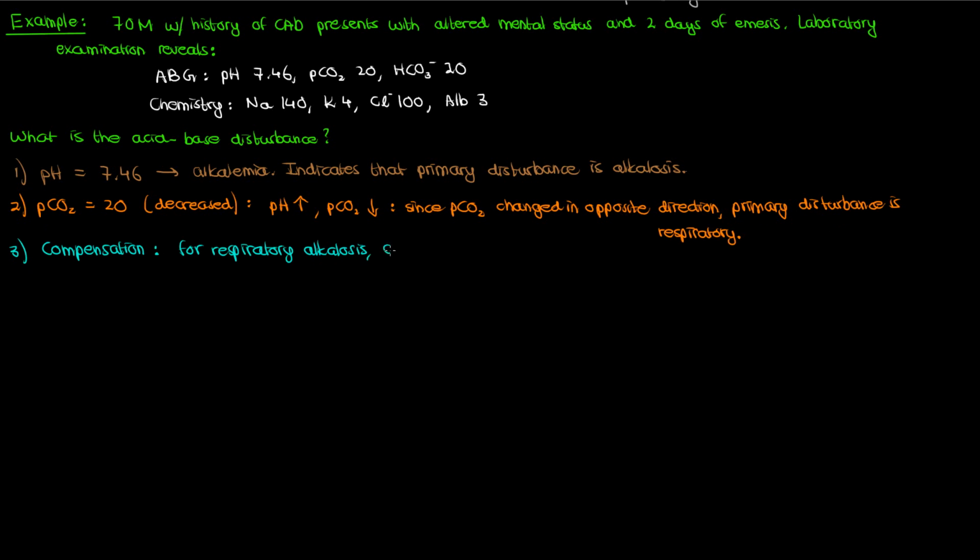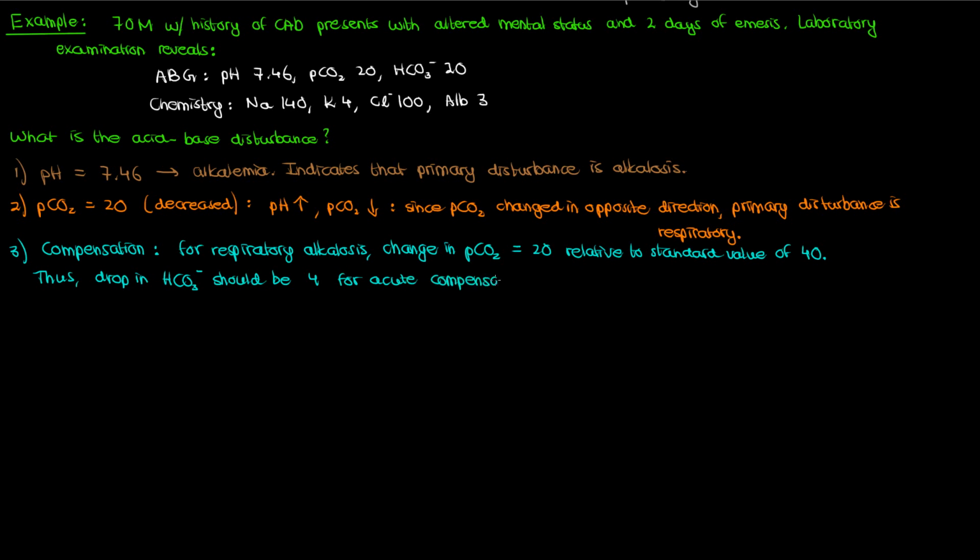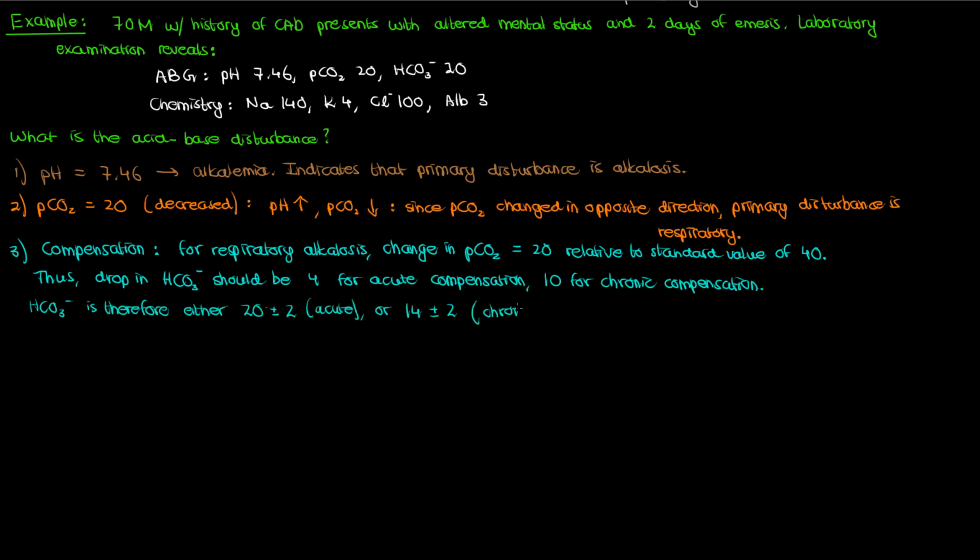The third step is to evaluate compensation. So for a respiratory alkalosis, since there's a drop of roughly 20 in the PCO2 in this patient, the drop in bicarb should be 4 for acute compensation or 10 for chronic compensation. So that means the bicarb should either be 20 or 14, depending on whether this is acute or chronic. Now, the patient's actual bicarb here is 20, so if this were an acute process, we have appropriate compensation, but if this were a chronic process, we actually have inappropriate compensation.